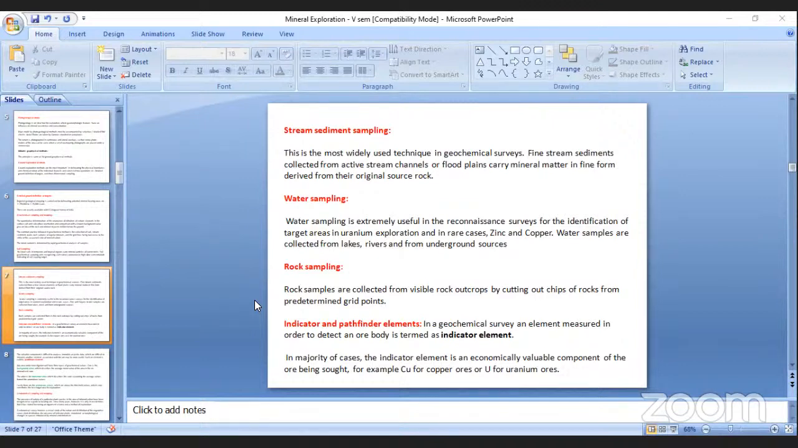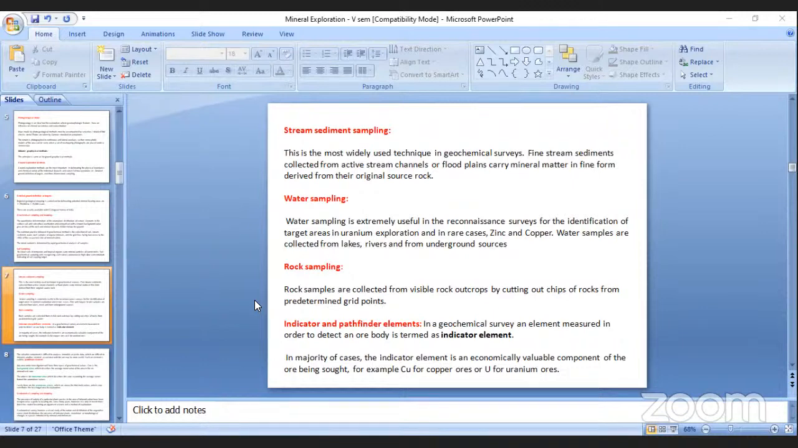For stream sediment material, after the stream has dried off, some precipitated material settles down, and we collect such precipitated material. It is called sediment. These fine sediments are useful for geochemical analysis.